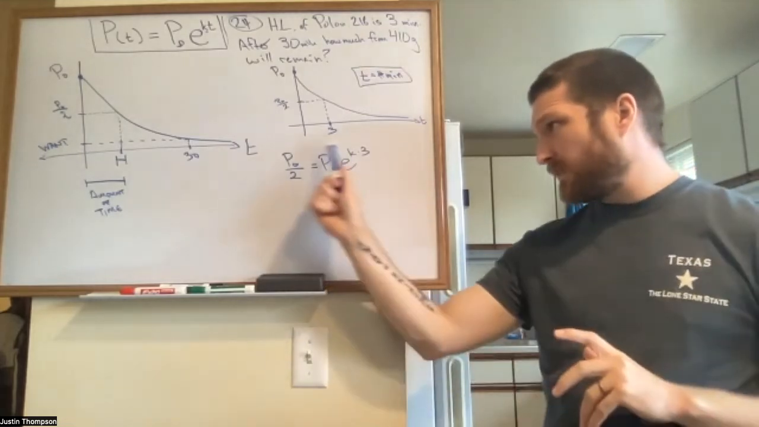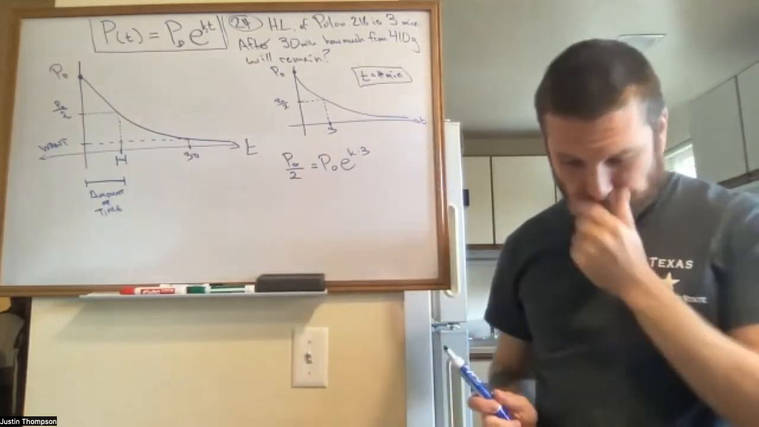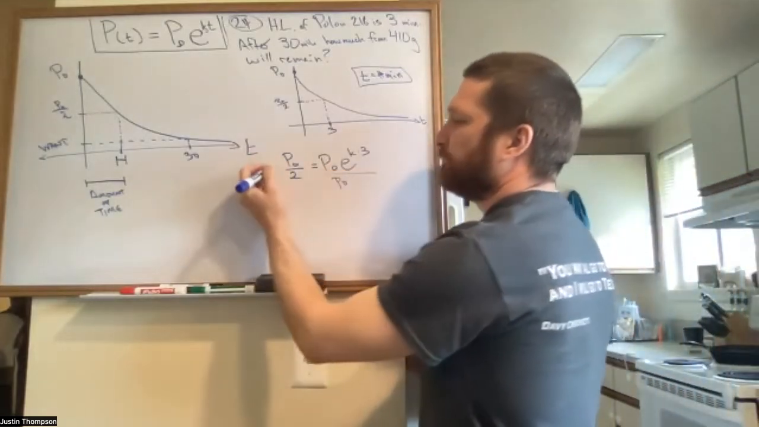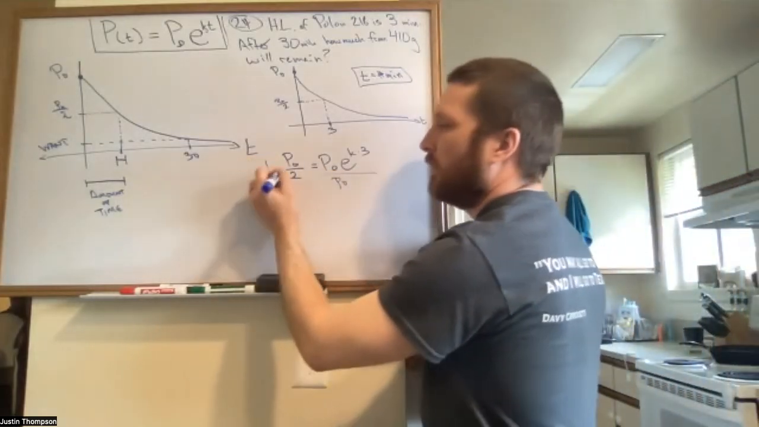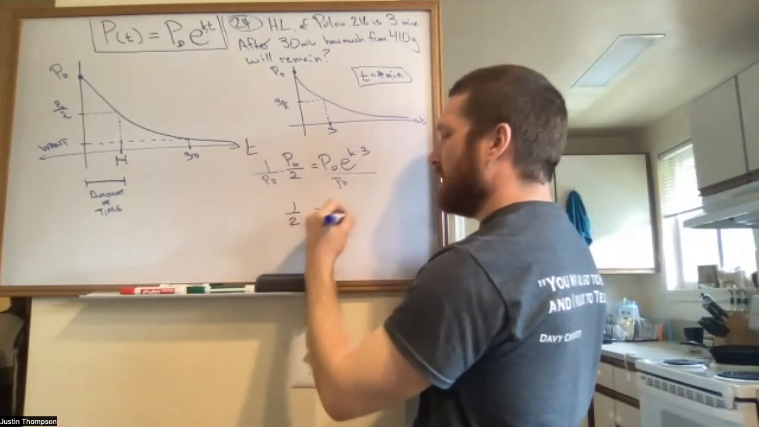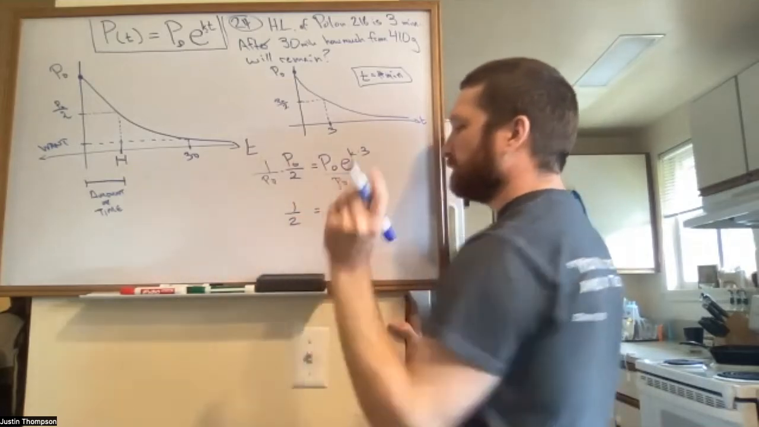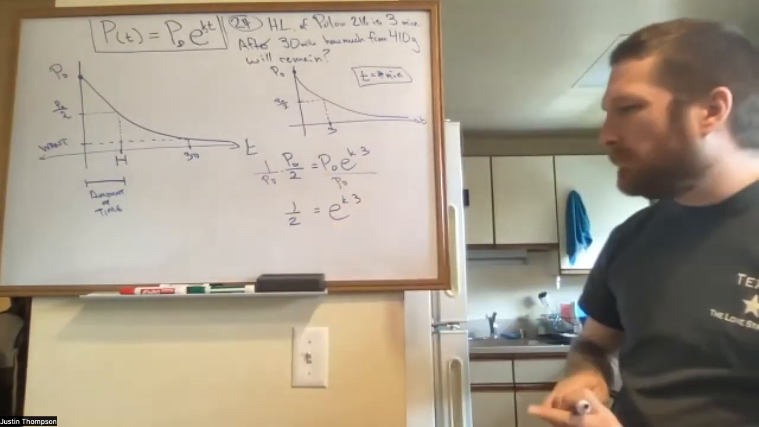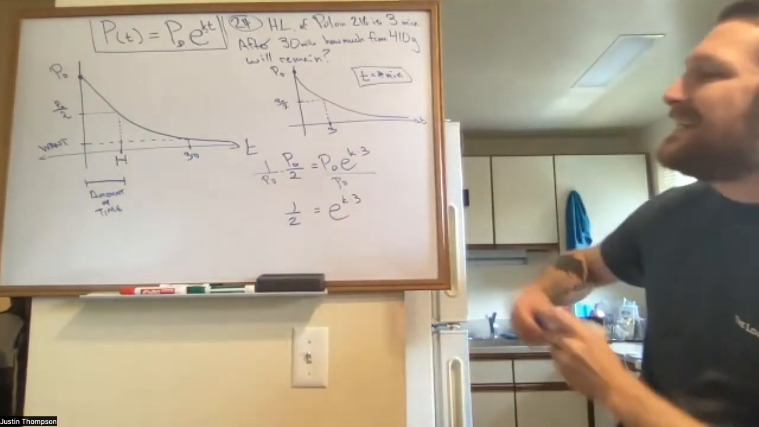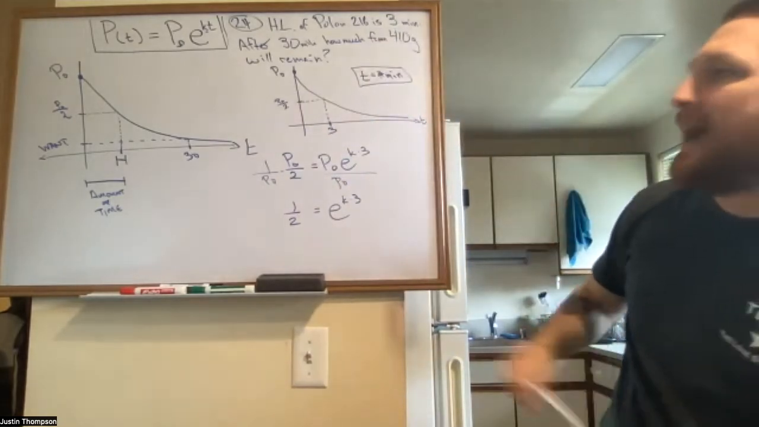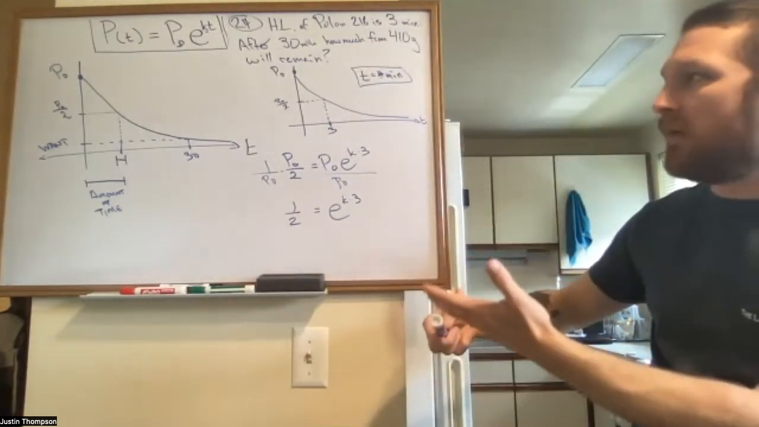Let me know when you're up to here. All right. Okay, so I'm going to divide both sides of this equation by P0 in order to get 1/2 equal to e to the K times 3. And that's the cool thing about half-life, right? We didn't need to have 410 to start off with, because half-life means, well, whatever you started with, you just take half of that.